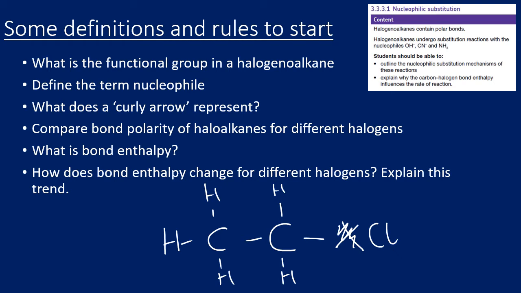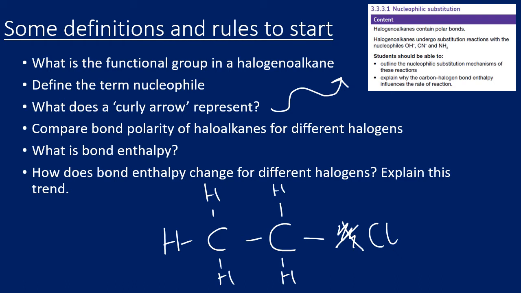Defining the term nucleophile: a nucleophile is a species or a substance that can donate a pair of electrons, or you can just call it an electron pair donor. A curly arrow in a mechanism represents the movement of a pair of electrons. It's always two electrons when you see a curly arrow like that.